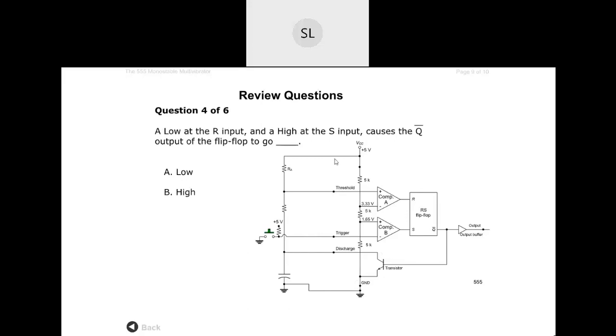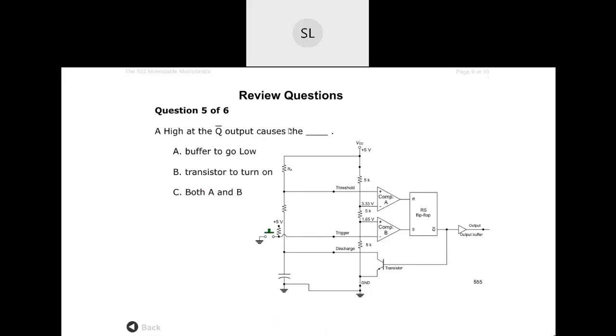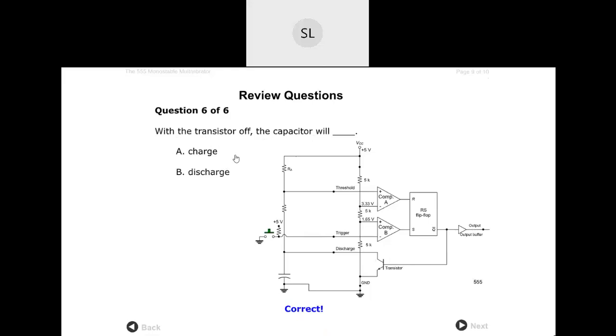A low at the R input and a high at the S input causes Q bar of the flip-flop to go low. It will set the flip-flop, so Q bar will be low. A high at the Q bar output causes what? If Q bar is high, the output of the buffer will be definitely low and the transistor will be turned on, correct? With the transistor off, the capacitor will be charged.